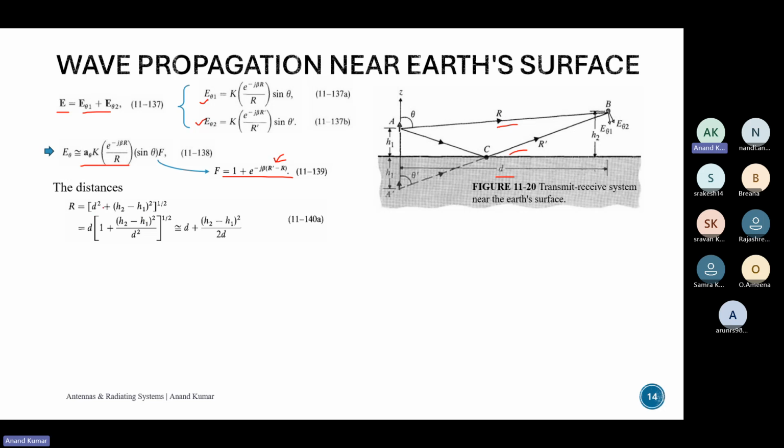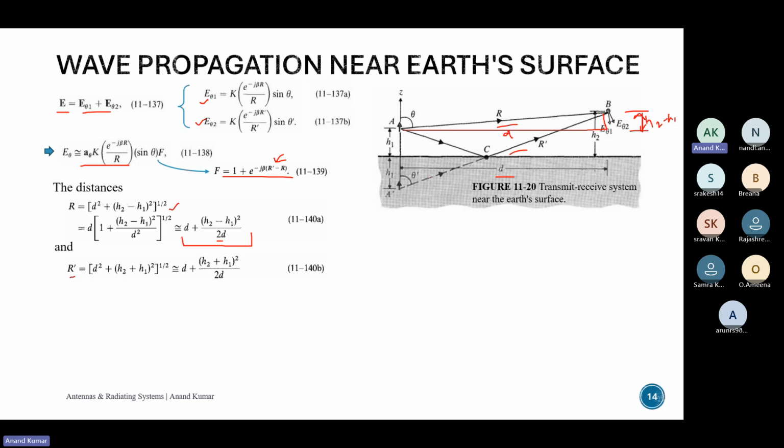So the r distance can be written as the square root of D square plus the square of the other side. Consider this triangle like this, right? So this is the distance D, and this particular distance is h2 minus h1. So by using Pythagoras, we can write this expression, and then using binomial expansion, we have r equals d plus (h2 minus h1) whole square by 2d. Similarly, r dash can be given as the square root of d square plus (h2 plus h1) square.